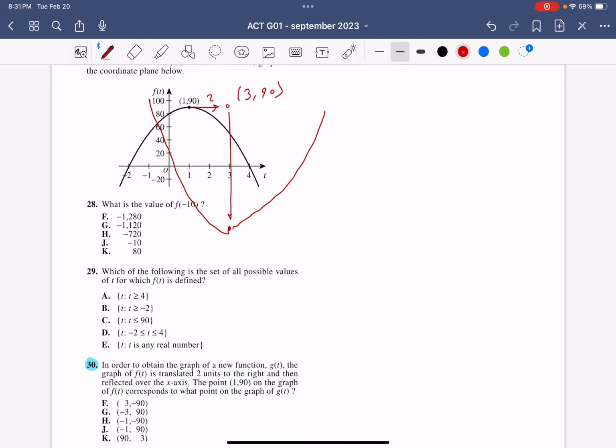So if it moves down there, it still has an x value of 3, but now it's no longer a positive 90 value. It's going to be a value of negative 90. So our answer for this one is going to be F.